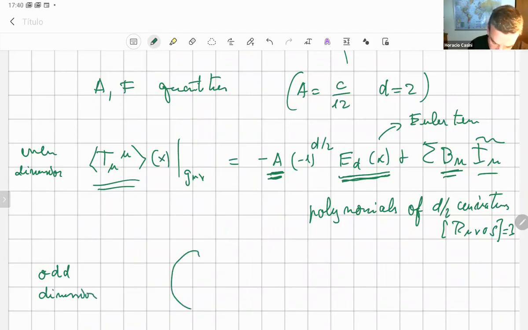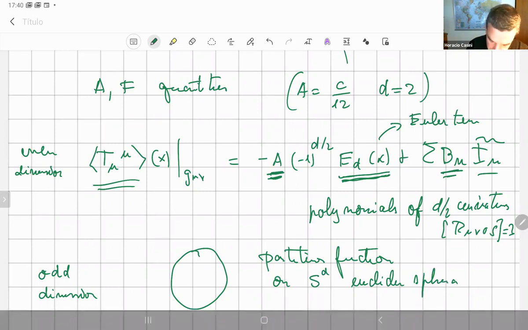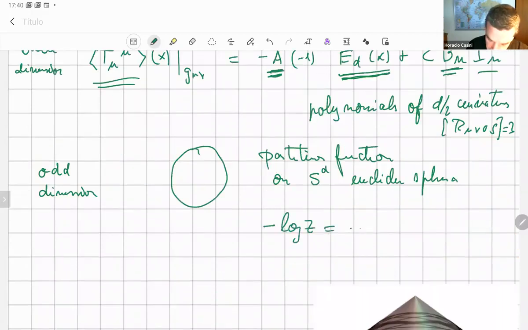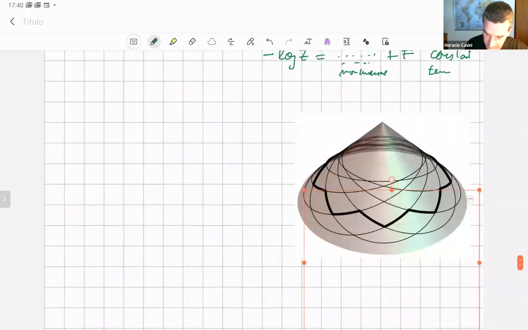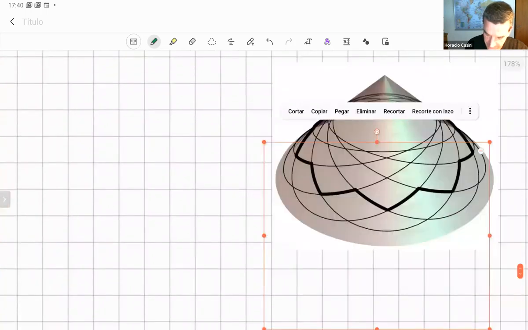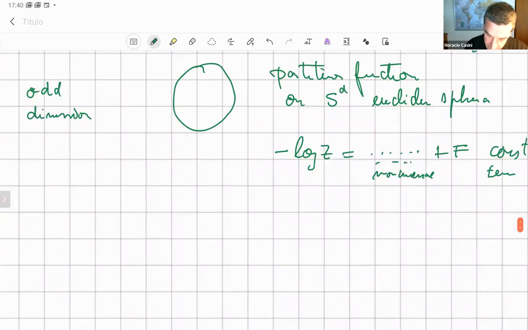you have to construct the partition function on S^D, a Euclidean sphere of dimension D, and then the partition function, the free energy, will have an expansion here, divergent pieces non-universal, and the last term is this quantity F, a constant term. This is the constant term.